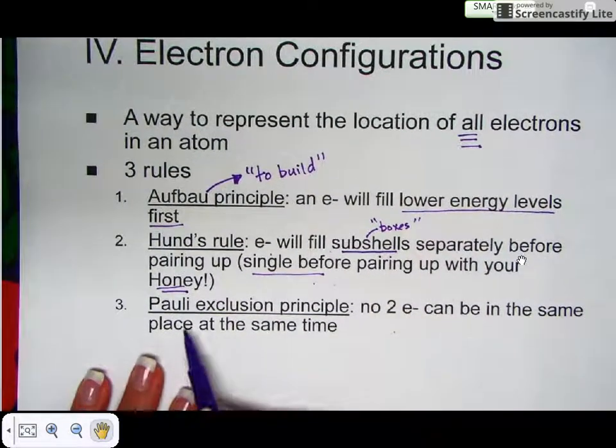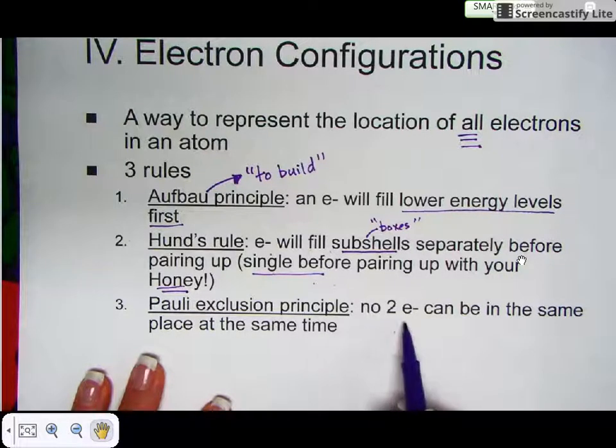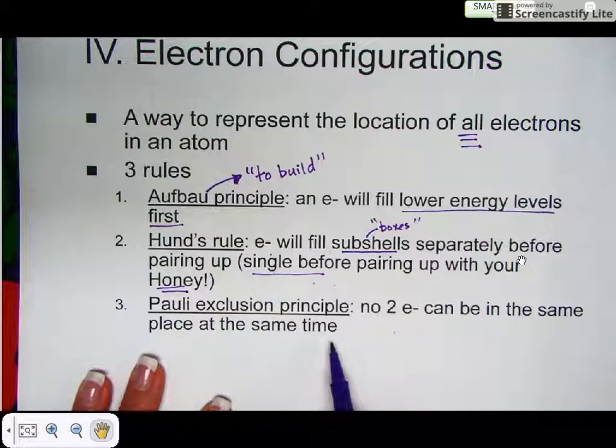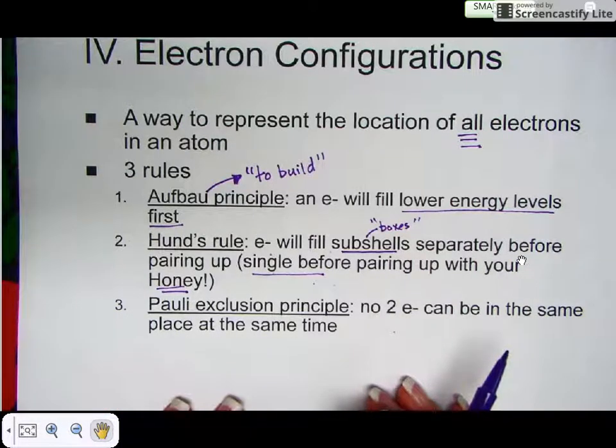Finally, the last rule is called Pauli's exclusion principle. Pauli's exclusion principle simply says that no 2 electrons can be in the same place at the same time. And if you think about it, it makes total sense. Since electrons are particles of matter, and two pieces of matter cannot be in the same place at the same time. No 2 electrons can have the same exact location, just like no one else can sit in the same exact chair that you're sitting in right now.